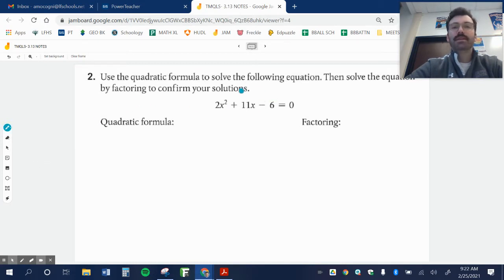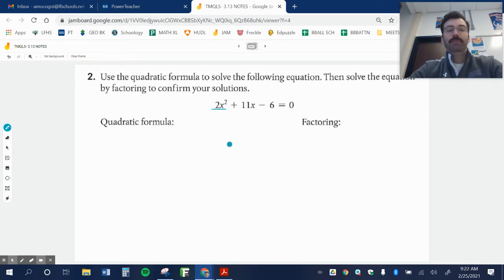If I'm looking at something like this, it says use the quadratic formula to solve, then do it by factoring to confirm your solutions. Now, here's the deal. I could do it either way. I could factor this, or I could use the quadratic formula. There are going to be instances where both of them work. There are going to be times where factoring does not work and you have to use the quadratic formula. But for some people, using the quadratic formula can be easier than factoring something like this. It's just a matter of fact.